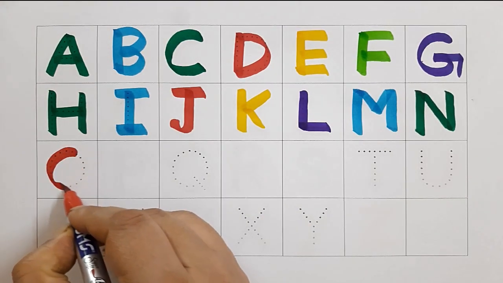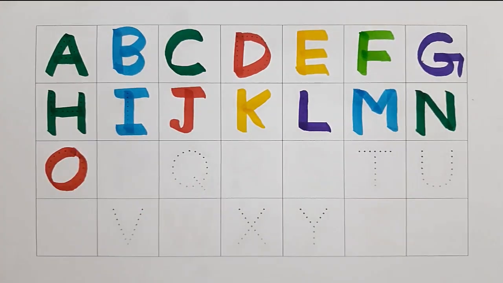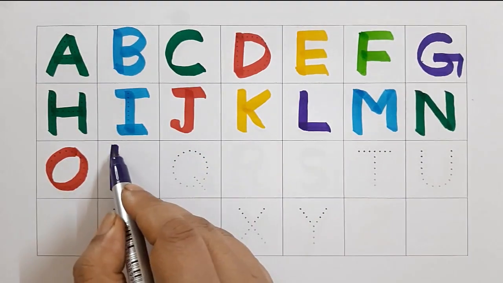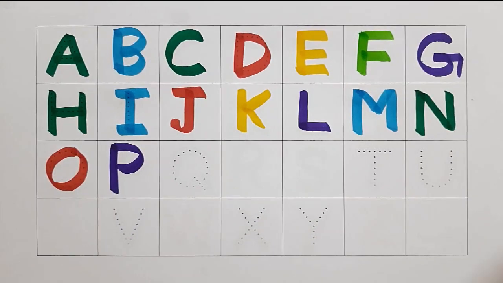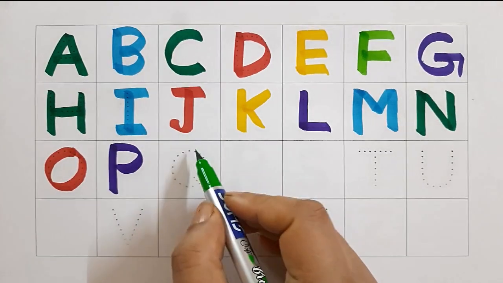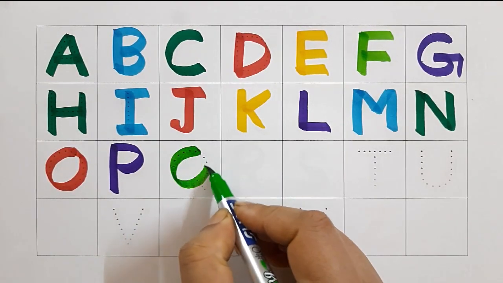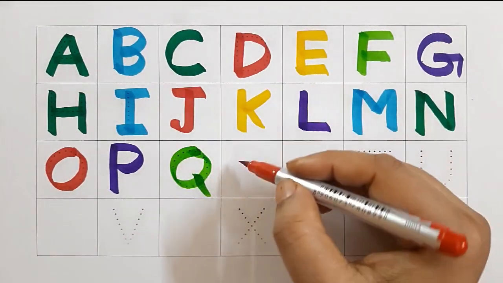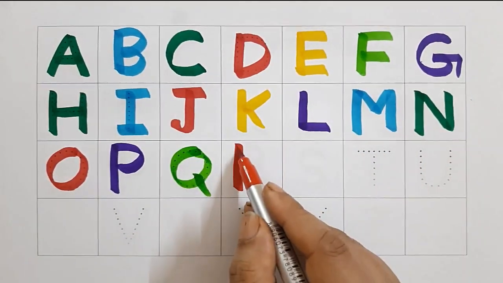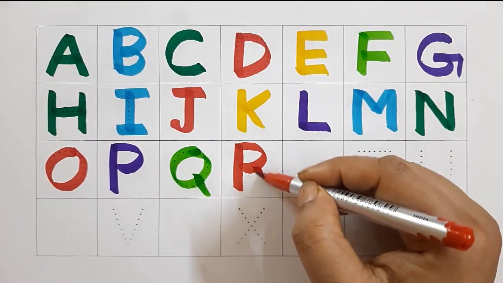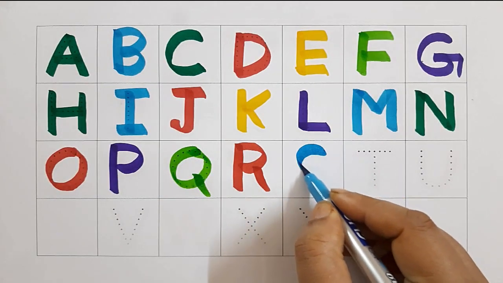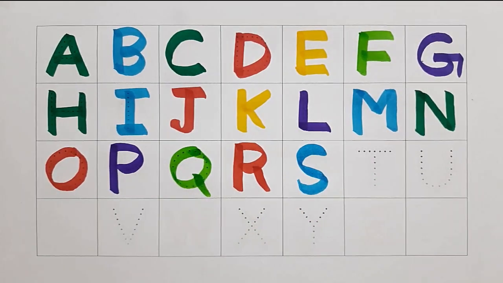O. O for owl. P. P for parrot. Q. Q for queen. R. R for rose. S. S for sun.